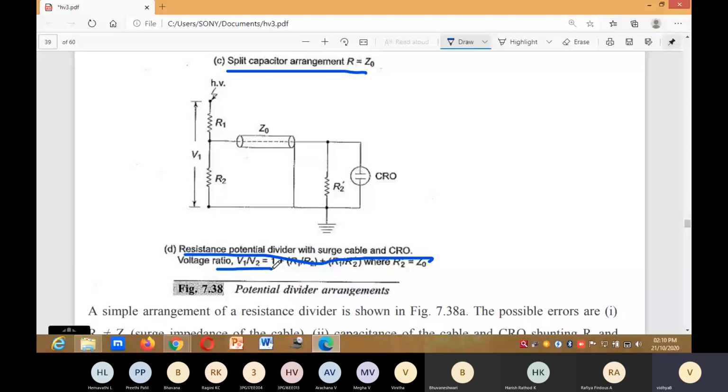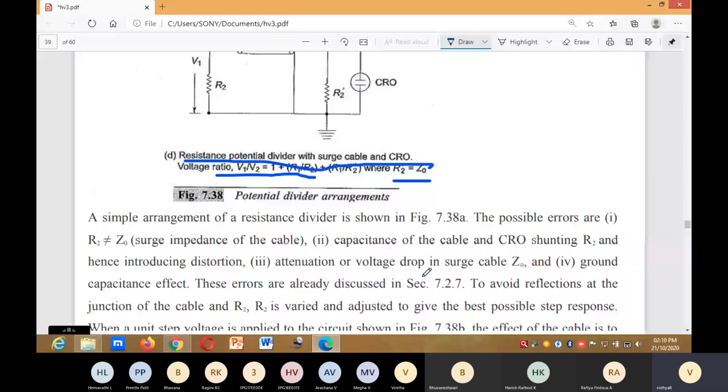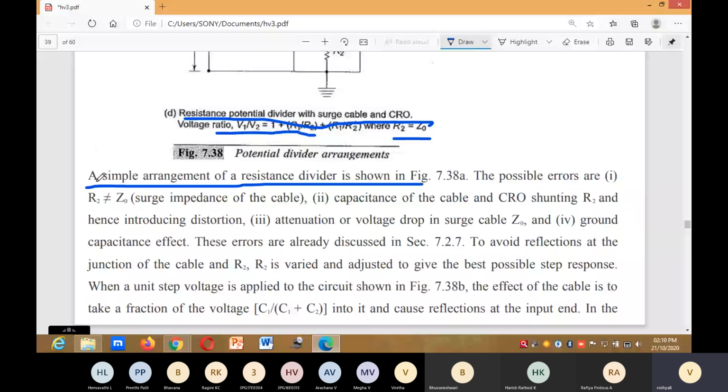Next, resistance potential divider with surge cable and CRO. Voltage ratio V1 divided by V2 is equal to 1 plus R1 divided by R2 plus 1 divided by R1 divided by R2, where R2 is equal to Z0. A simple arrangement of resistance divider.